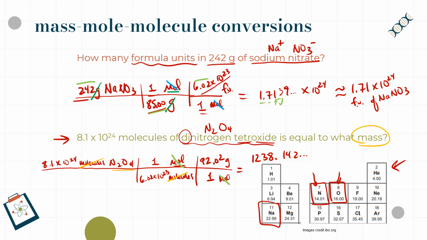Let's do a sig fig check. I've got 2, I've got 3, I've got 4. I get to keep 2, so we're going to keep 1, 2. Be careful. We're not going to turn it into 12. That doesn't make any sense. It is 1,200 grams of dinitrogen tetroxide.